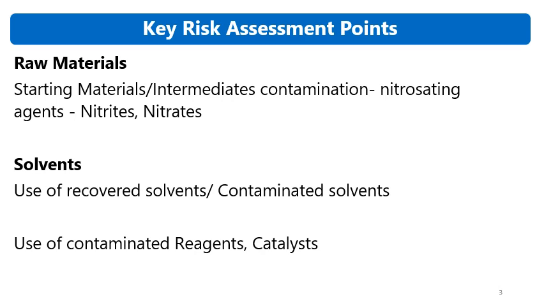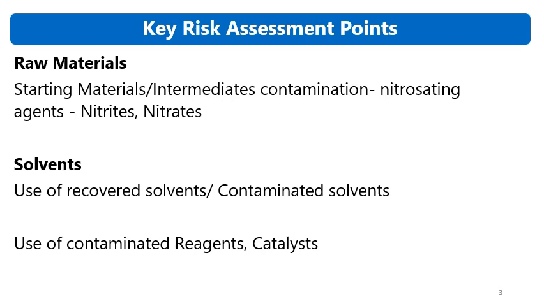First of all, the risk assessment involves raw material risk. Whether there are any nitrites or nitrates present in the starting materials, intermediates, or the key starting materials. Whether there is any contamination of these nitrosating agents. Nitrites and nitrates are the nitrosating agents.